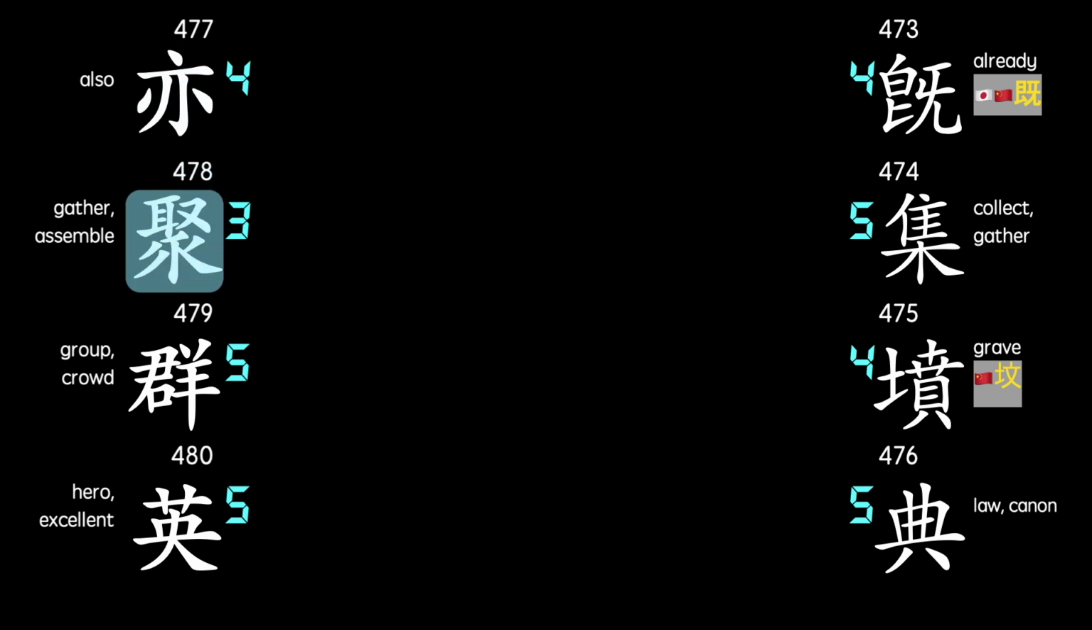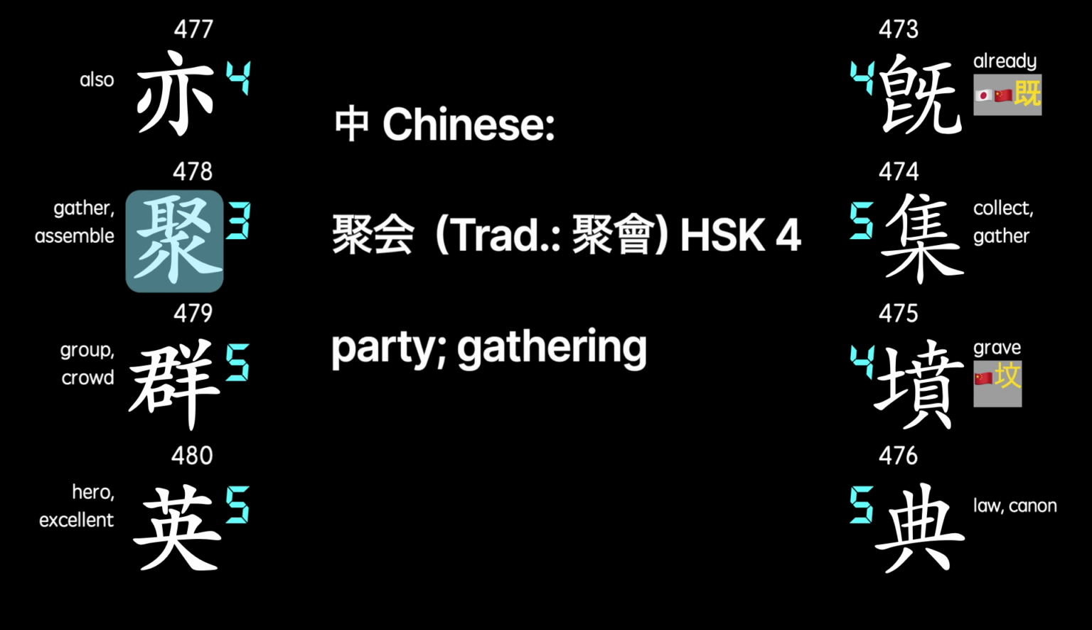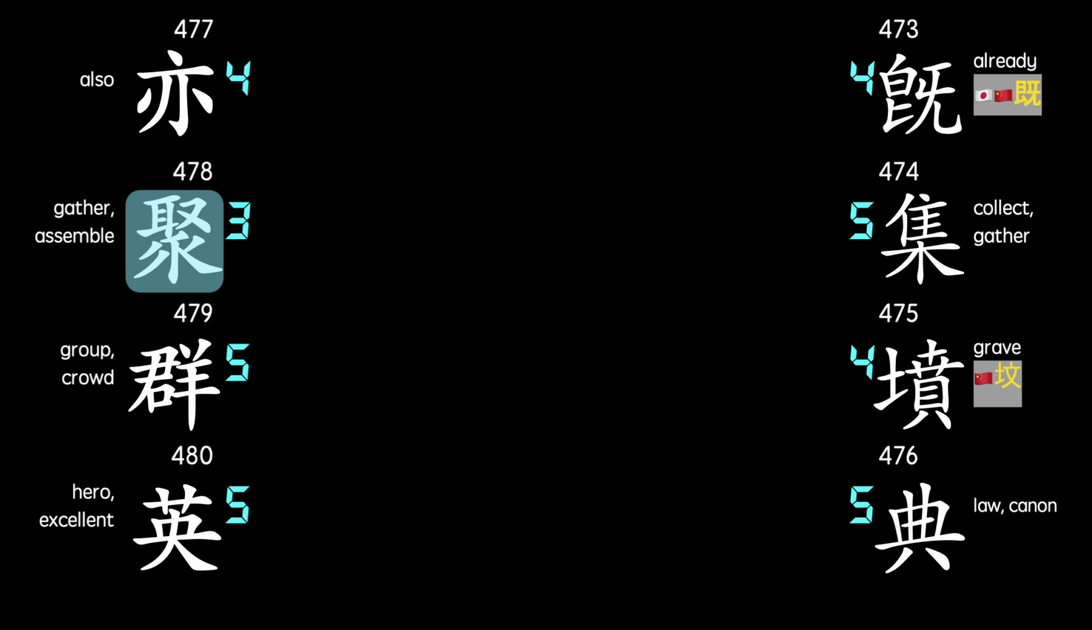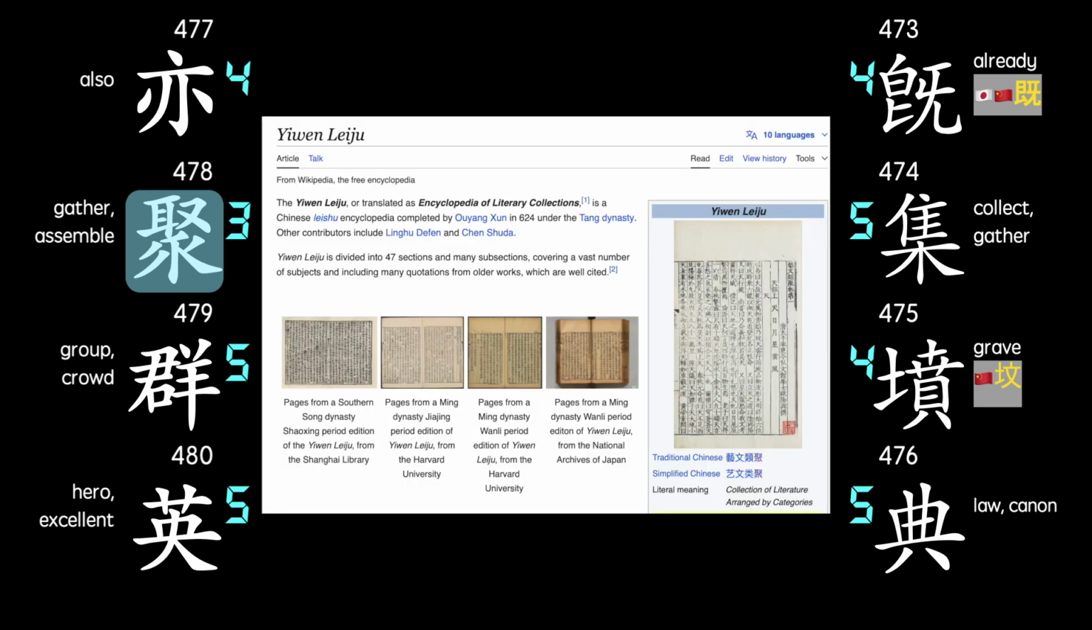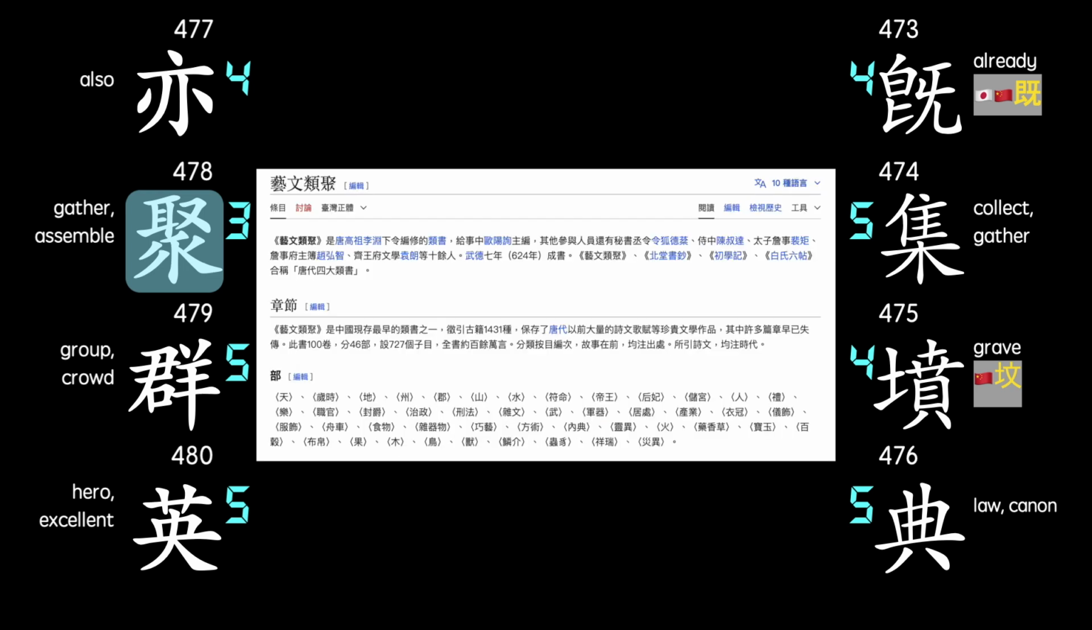This character remains common in modern Chinese. It means gather, particularly in reference to gatherings of people. This one also gets used for references to compilations or collections. A well-known 7th century encyclopedia name includes this character.